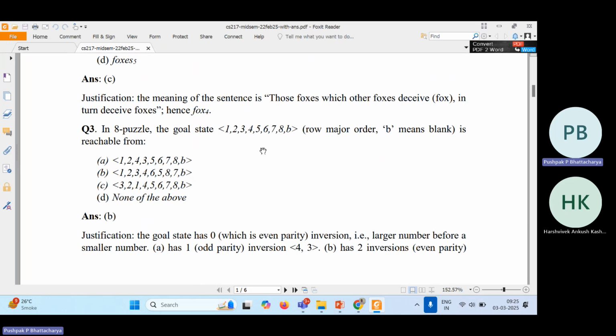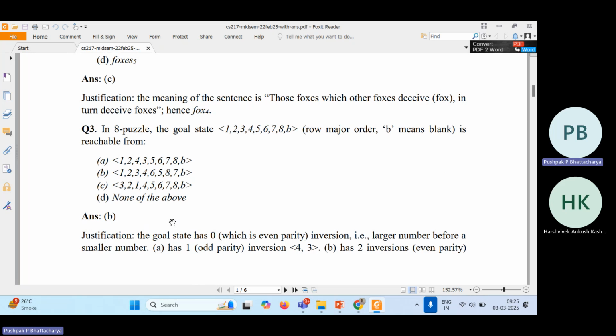Okay. So in the 8 puzzle, we have this goal state 1, 2, 3, 4, 5, 6, 7, 8 and blank. Row major order. So 1, 2, 3, 4, 5, 6, 7, 8 and then blank. So here the answer is B. Okay, I sent a correction saying that the answer is only B.